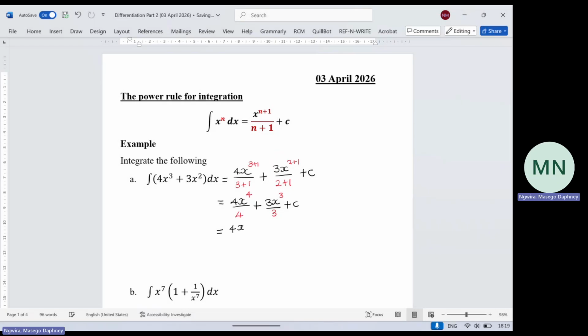can understand. So this will be x to the power of 4 over 4, then plus 3x to the power of 3 over 3, and then plus c. So we are going to cancel.